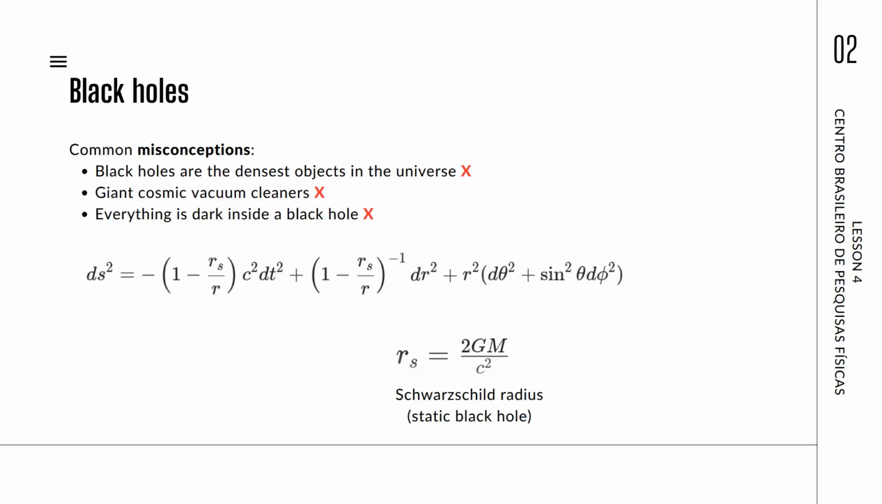So at the end, the average density inside the horizon drops. The more massive the black hole, the lower its average density. And you may say, okay, but it's still an astrophysical extreme object. It will be very, very dense anyways. And that's not the case.